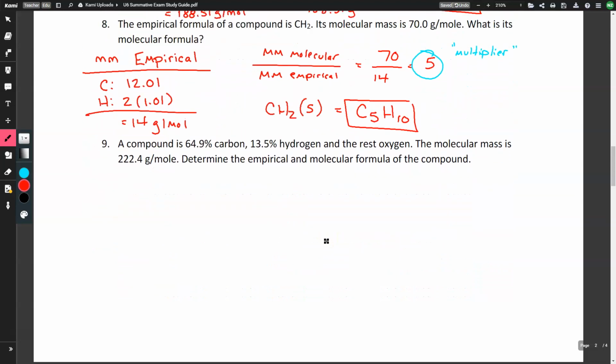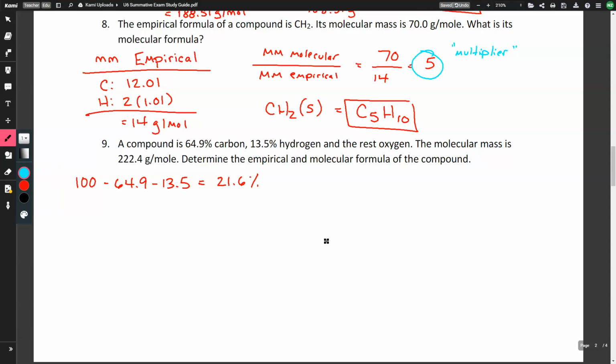All right, compound is 64.9% carbon, 13.5% hydrogen, and the rest oxygen. Molar mass or molecular mass is 222.4 grams per mole. Determine the empirical and the molecular formula of the compound. Okay, so 100 minus 64.9 minus 13.5 means our oxygen is going to be 21.6%.